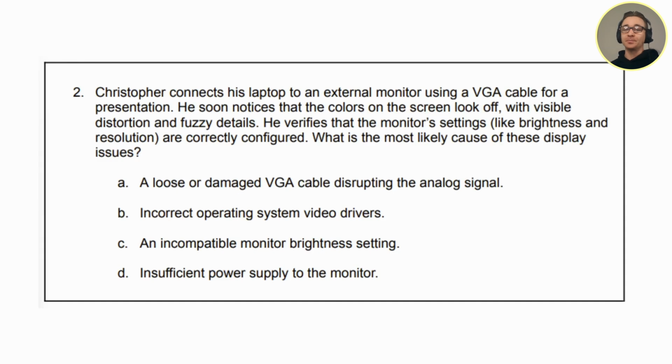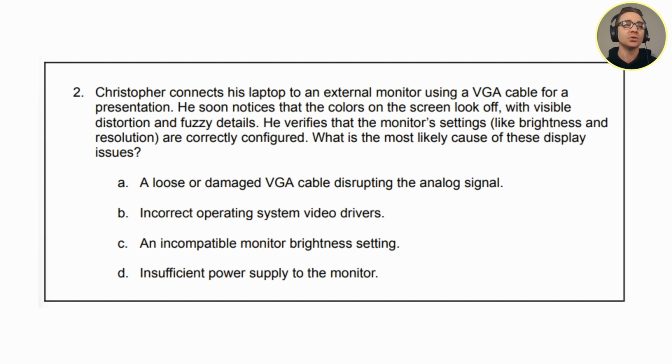The next question reads: Christopher connects his laptop to an external monitor using a VGA cable for a presentation. He soon notices that the colors on the screen look off, with visible distortion and fuzzy details. He verifies that the monitor's settings, like the brightness and the resolution, are correctly configured. What is the most likely cause of these display issues?